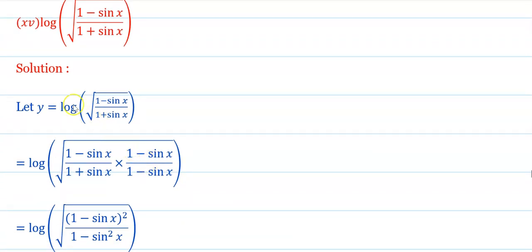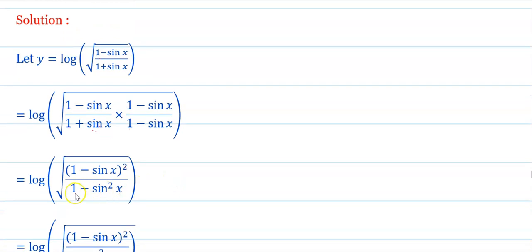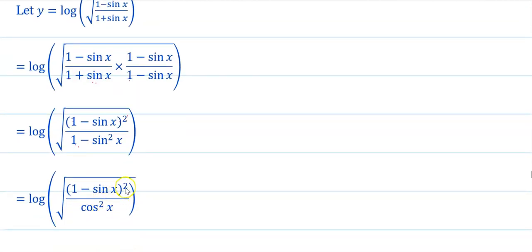Now the next, y is equal to log of root of (1 minus sin x) upon (1 plus sin x). Now here we will multiply by the conjugate of the denominator, which is 1 minus sin x. Therefore multiplied in numerator and denominator by 1 minus sin x. Here you will get (1 minus sin x) whole square. What about here? (1 plus sin x) into (1 minus sin x), then you will get a plus b into a minus b, which is a square minus b square. Here there is a root sign. 1 minus sin square x means what? Cos square x. Root sign and this square get cancelled.